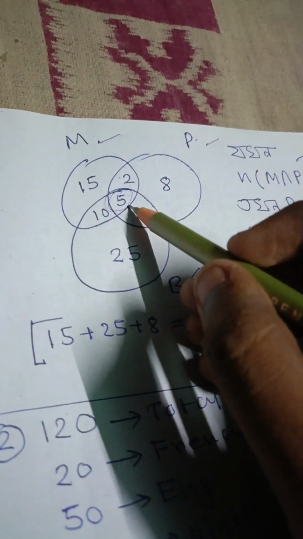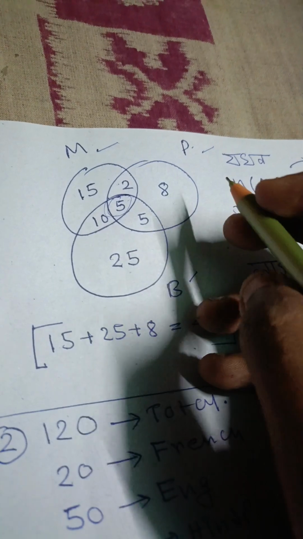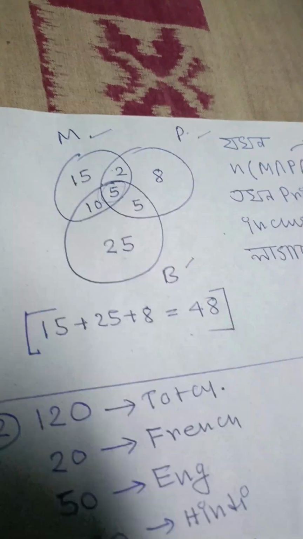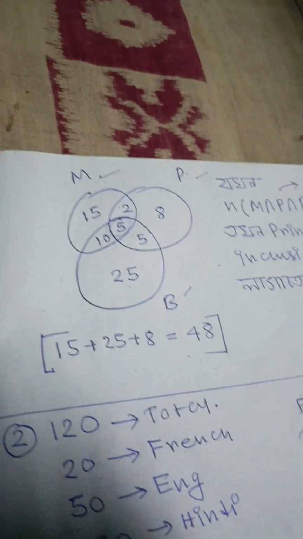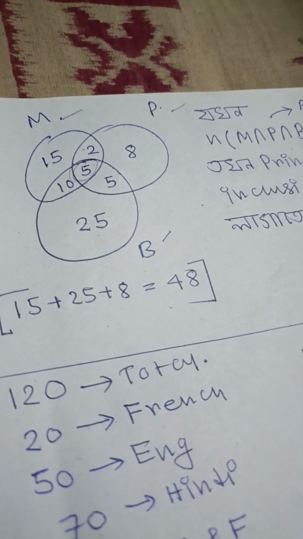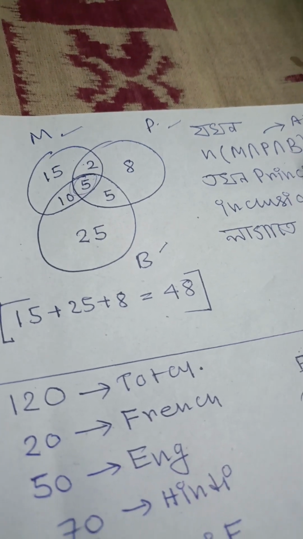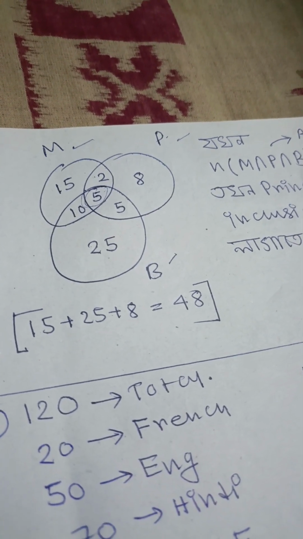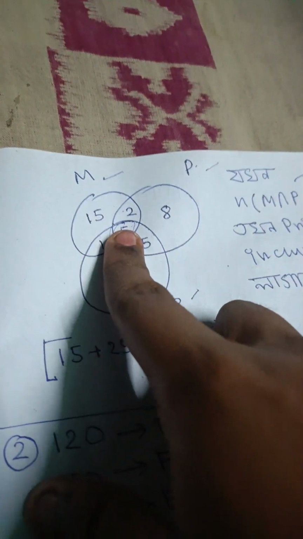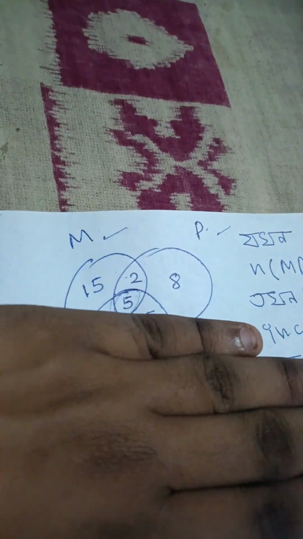So, 5 students, keywords. So there are 5 students who are studying maths, physics, and biology. First we have to write this. Then let's just ignore the rest of the part.